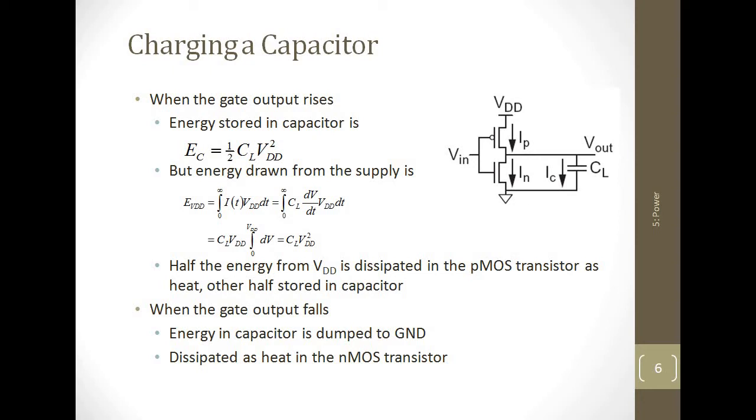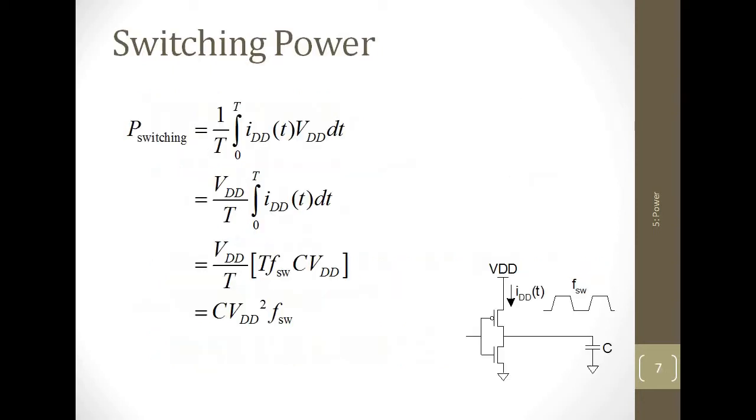So this is how, when the output rises, the capacitor charges, but the energy stored is only half CVDD square. Half is dissipated in the PMOS, whereas when the output falls, the capacitor discharges, and that is dissipated in the NMOS as heat. So now what is the switching power?